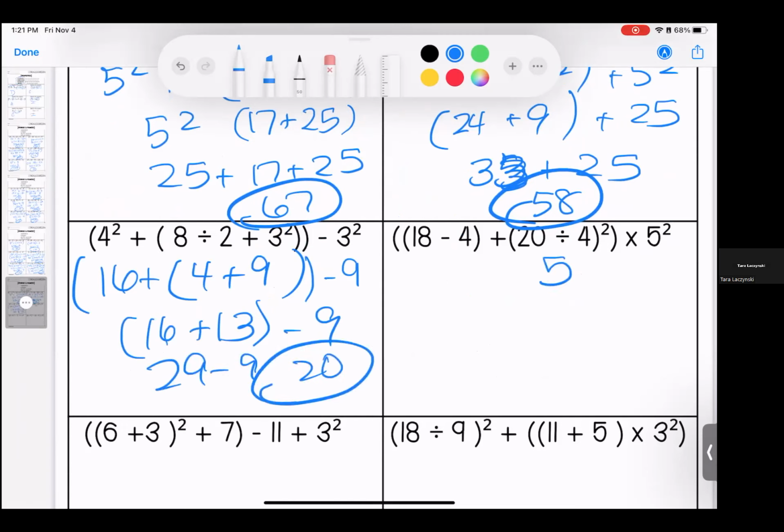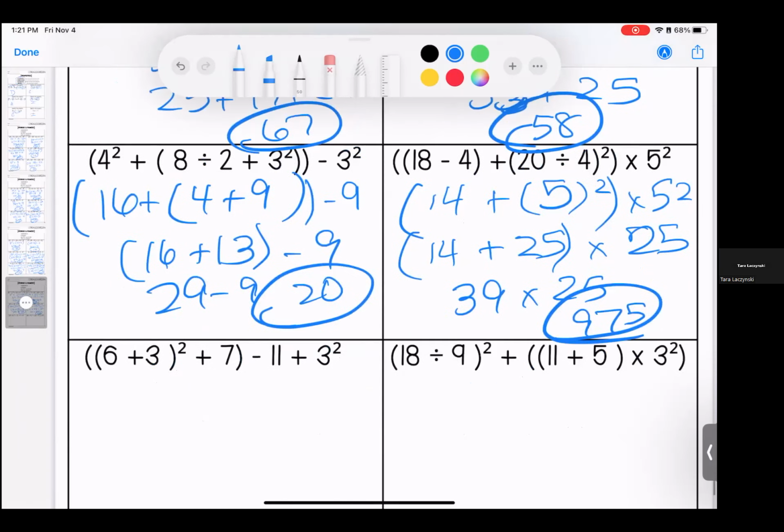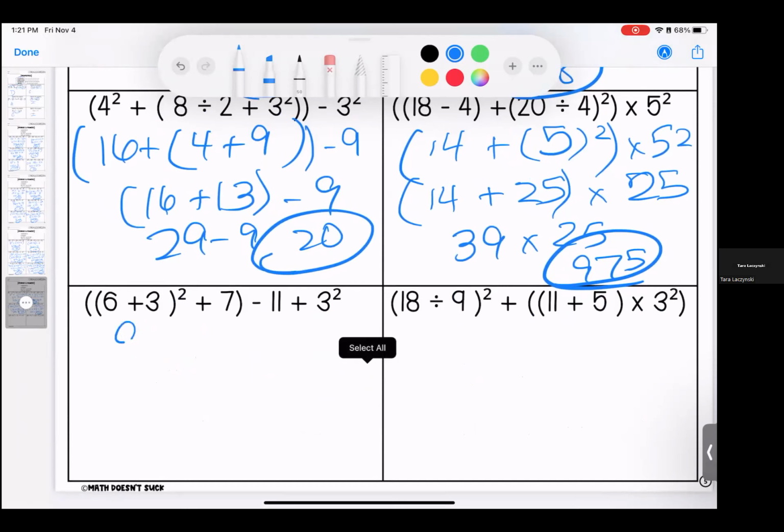18 minus 4 is 14. Don't forget the square stays with that. 5 squared is 25, plus 14. Still need to do that before we multiply it by the 25. 14 plus 25 is 39. 39 times 25 is 975. Last two. 6 and 3 is 9.